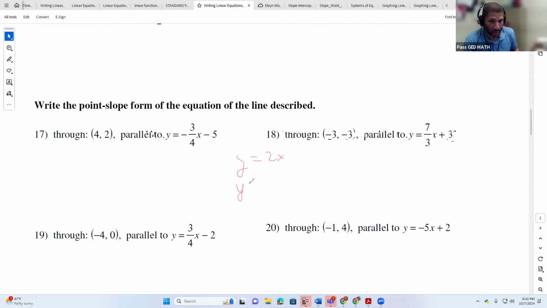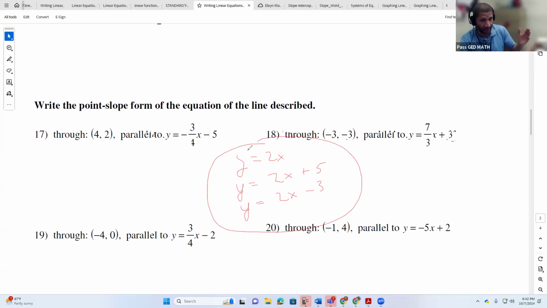y equal 2x plus 5. My slope is 2. y equal 2x minus 3. My slope is 2. So all of these equations are parallel because they all have the slope of 2. Their y-intercepts are different. They are different lines, not the same line. They are lines that don't cross each other. Understand that? Okay.